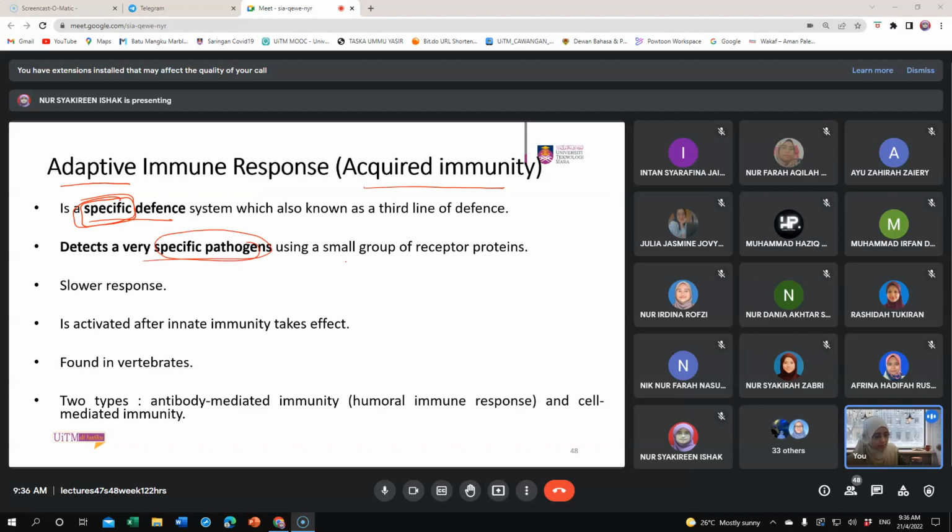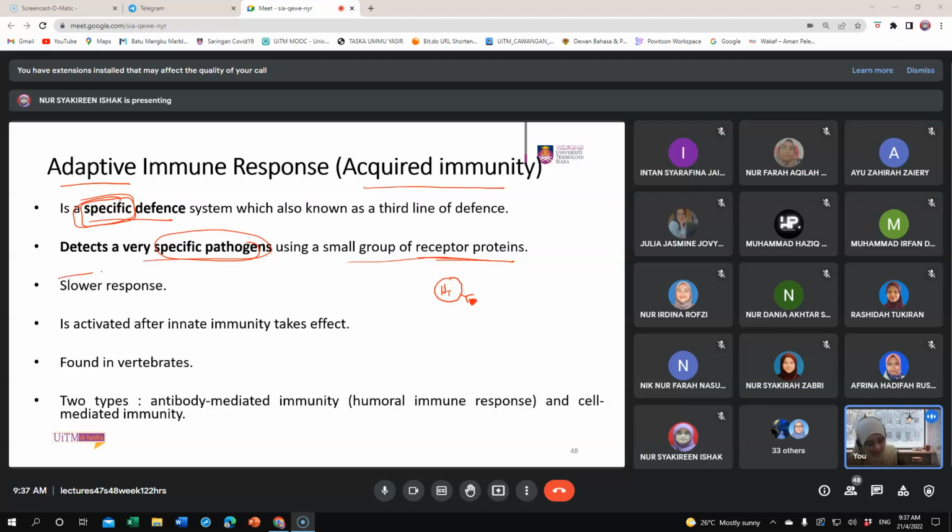Okay, using a small group of receptor proteins. So this receptor protein is, for example, tadi kan yang kita cerita pasal helper T cell kan. So the helper T cell will have a receptor, and this receptor will bind to the antigen of the pathogen. Okay, so this antigen of the pathogen is specific for that pathogen only. So that's why it is very specific.